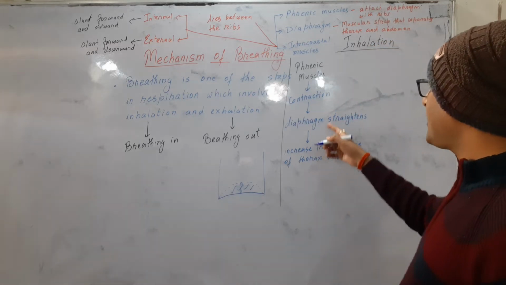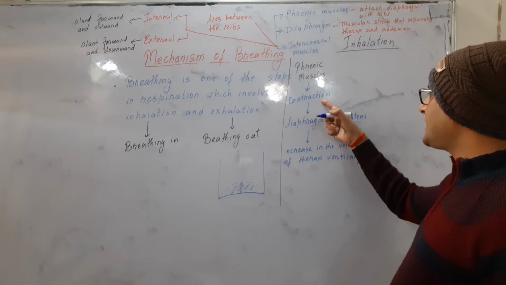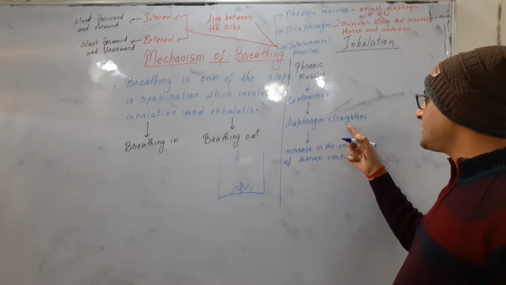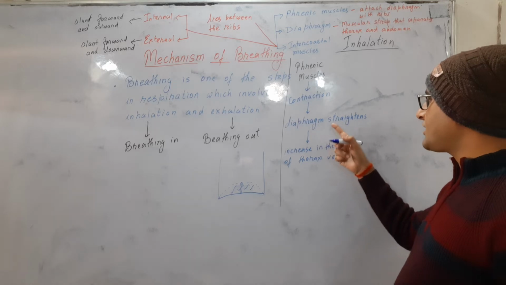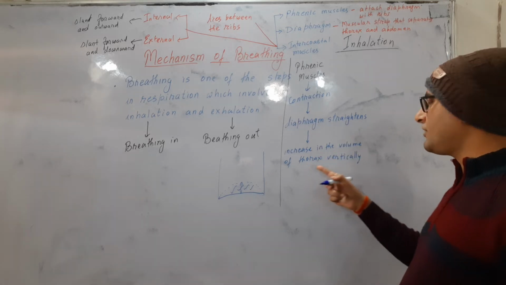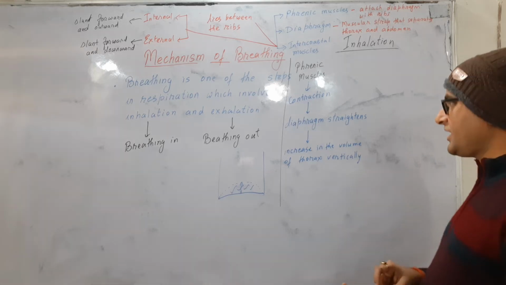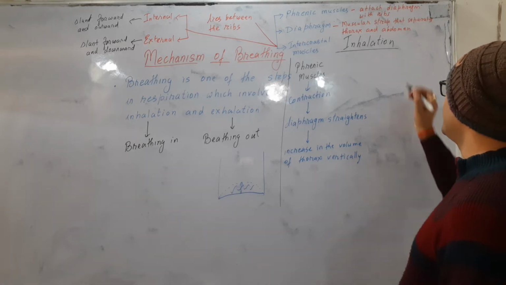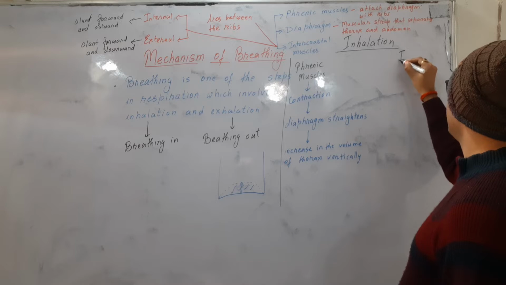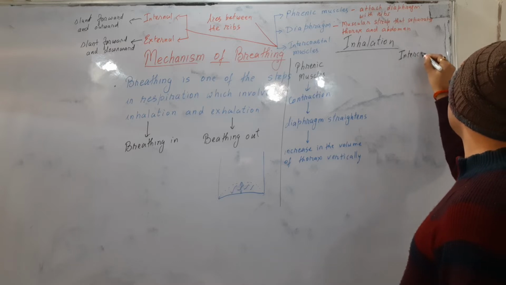So what has happened now? Phrenic muscles have contracted. Due to the contraction of phrenic muscles, the diaphragm has straightened. Due to the straightening of the diaphragm, there is an increase in the volume of the thorax vertically. Alright. Now let us see what happens in the case of intercostal muscles. So we will talk about the intercostal muscles.